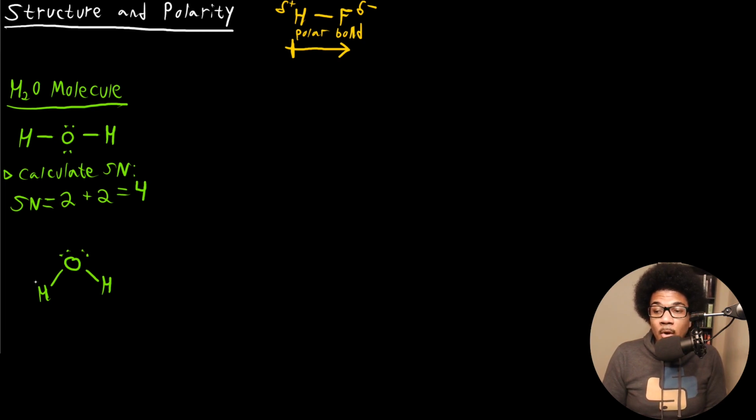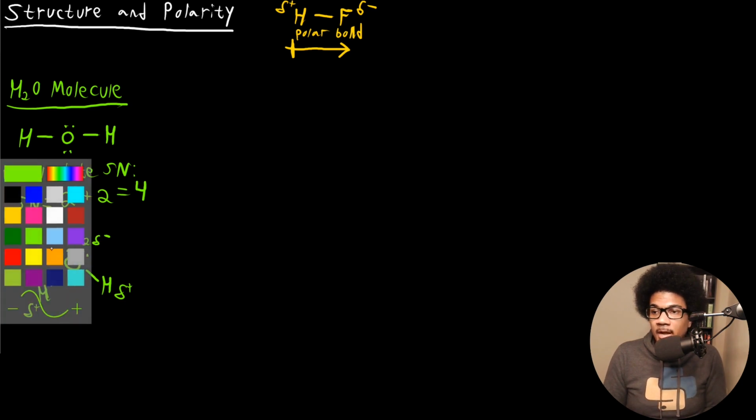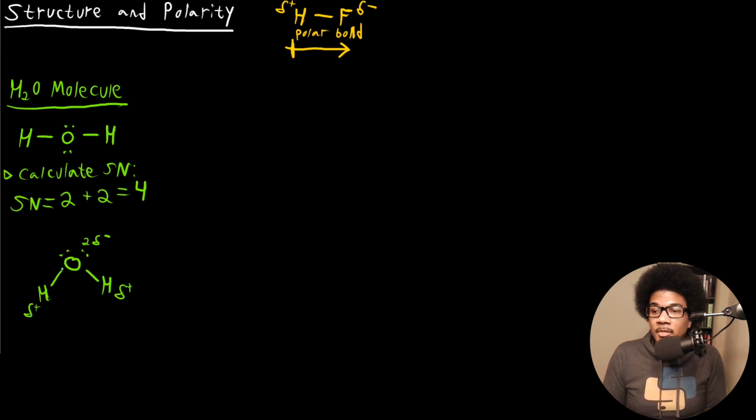Now, what about its polarity? Well, we know that both of these bonds are going to be polar bonds, right? So you're going to have a partial positive at each individual hydrogen and a partial negative at the oxygen atom. So when we talk about the directionality of the dipole, we know we're going to have a bond dipole that points this way here and a bond dipole that points this way here, right?